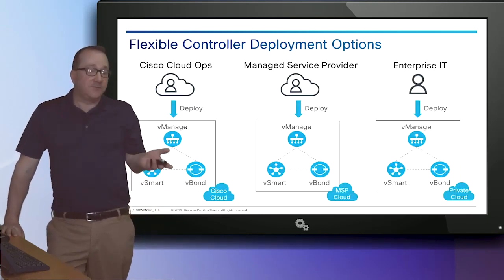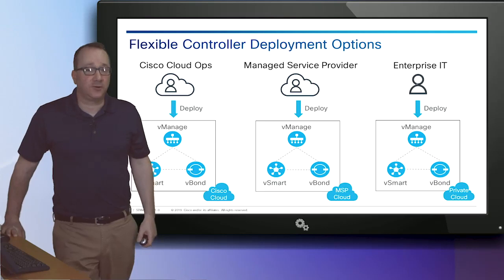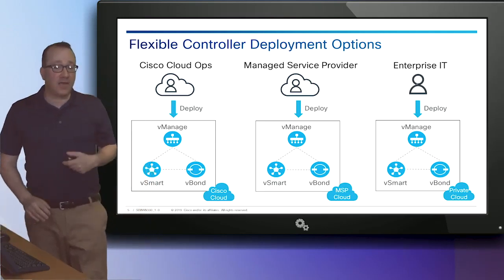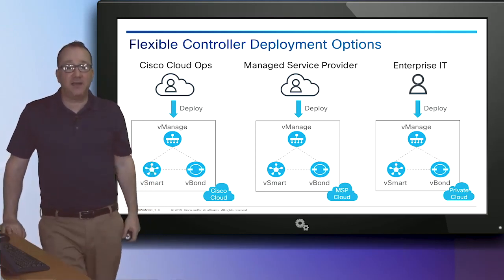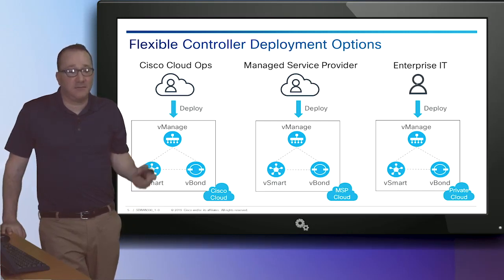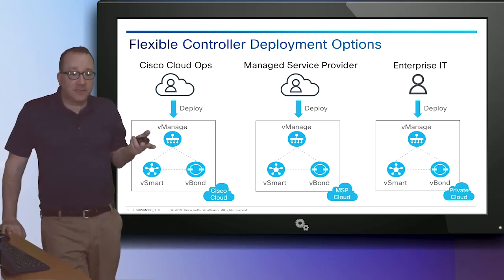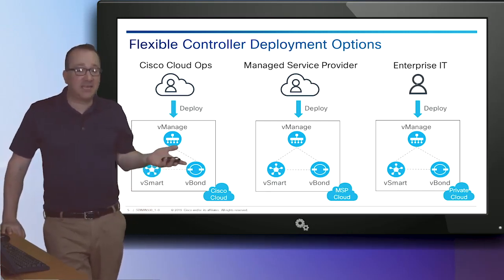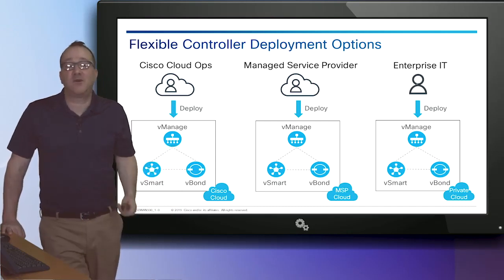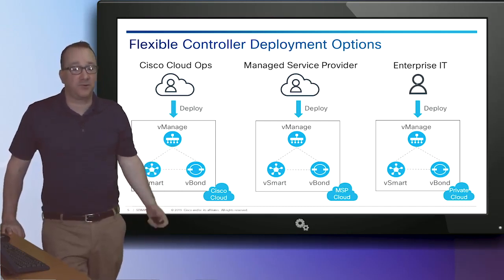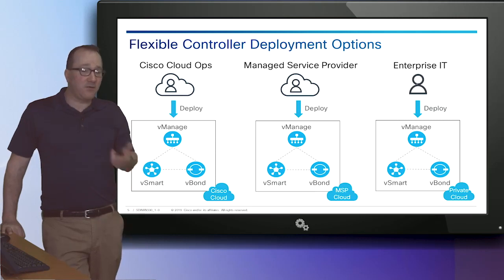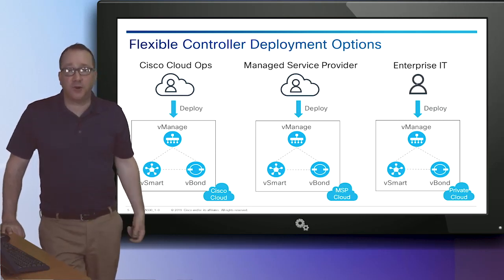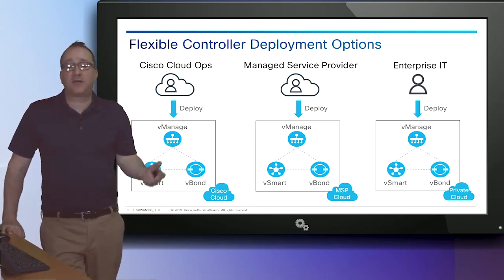All right, so there are many options when it comes to deploying the controllers. You can deploy the 3 controller types, vManage, vSmart, and vBond, as required by your environment. Cisco offers a cloud service. This Cisco cloud is managed entirely by Cisco. The customers can then focus on setup and configuration of their own controllers. We also have a managed service provider that can deploy the controllers in their own cloud, or an enterprise can install controllers in their own private cloud or their data center.